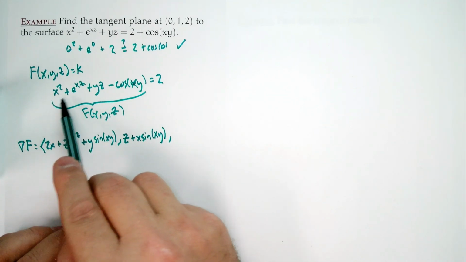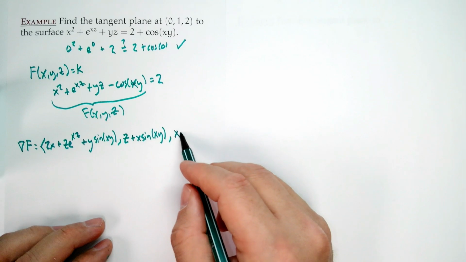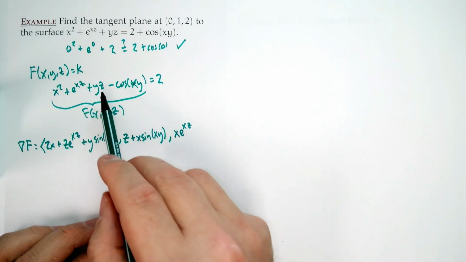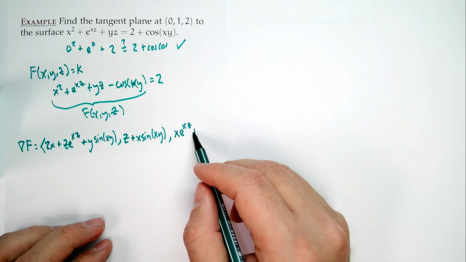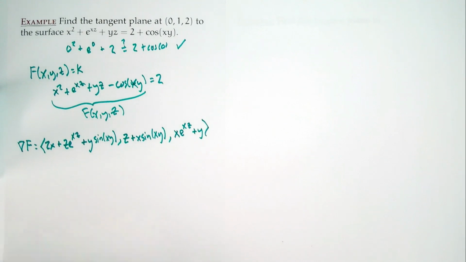Now we look for the z's. There's a z up here. So that'll be x, e to the xz. And, oh, there's a z as well, plus y. And that's it. All right, so we've got our gradient.